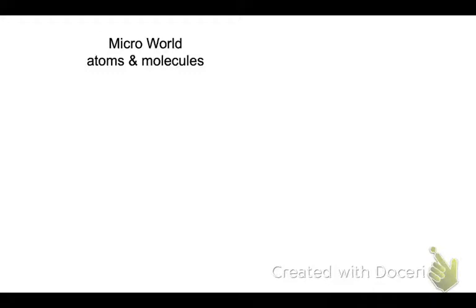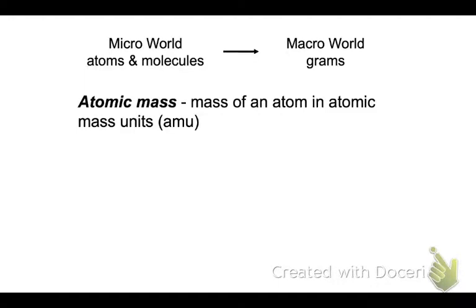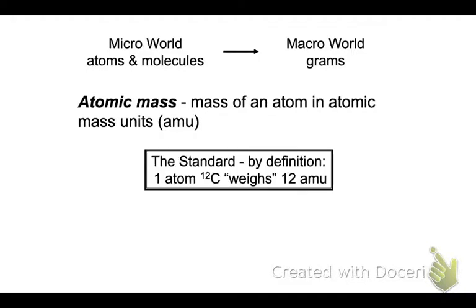Hello students, we're going to be looking at the micro world where we are visualizing things as atoms and molecules, and how that is converted to the macro world with grams, quantities we can see. So to go back to the start with the atom, the atomic mass, which is the mass of an atom, is normally measured using the atomic mass unit.